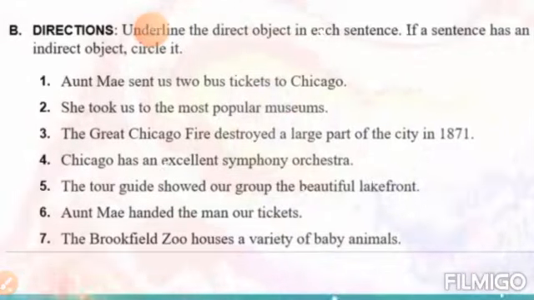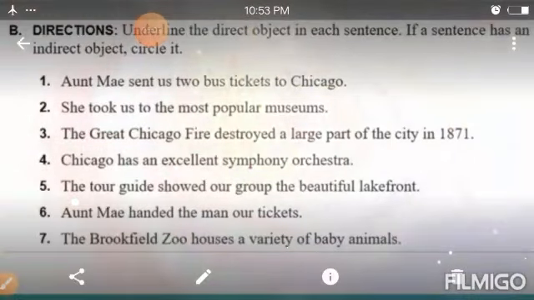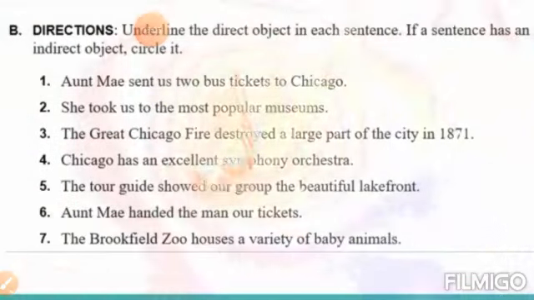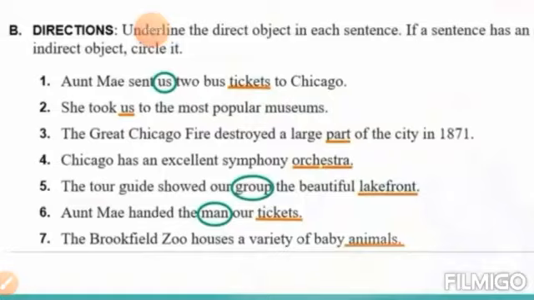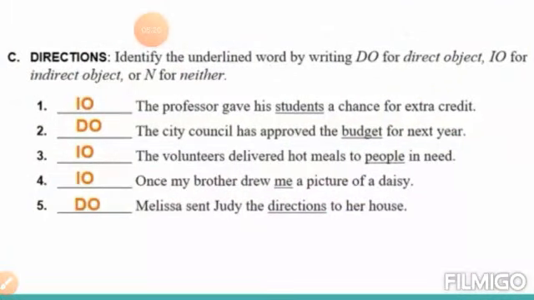Our next worksheet. Underline the direct object in each sentence. If a sentence has an indirect object, circle it. So you will do these worksheets in your notebook and try to find out the types of objects. Our next worksheet is to identify the underlined word by writing DO for direct object, IO for indirect object, or N for neither. So you will do these worksheets in your notebook carefully.